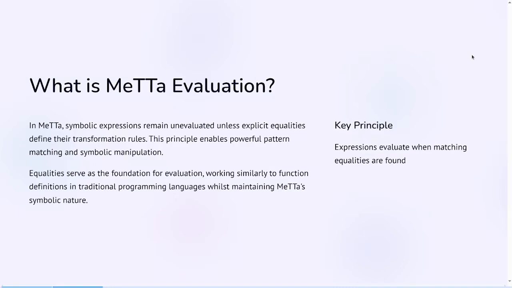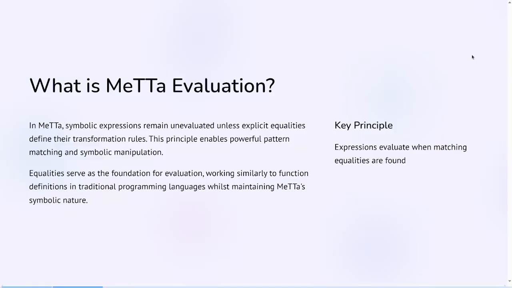So in MeTTa we have expressions. If an expression is not assigned to anything, it will remain unevaluated. We have seen that, right? If we call any symbol or any expression, it just returns itself, unless it's assigned to something else. That's what evaluation means. If we don't explicitly equate an expression to some value, when we try to execute it, it just returns itself without transforming.